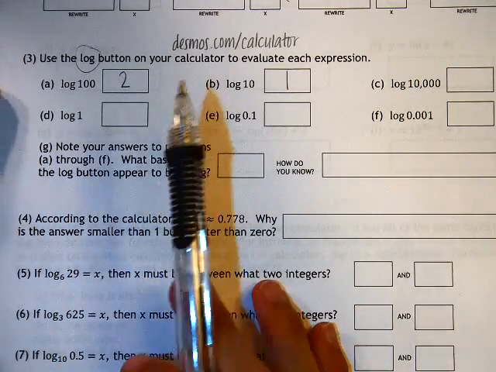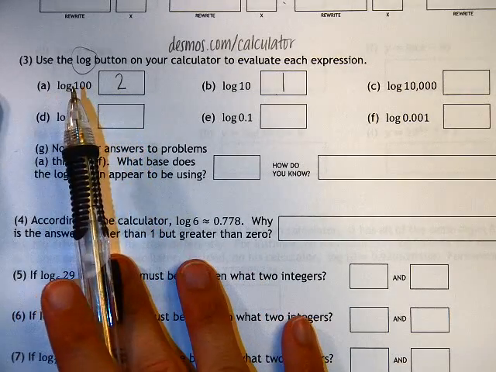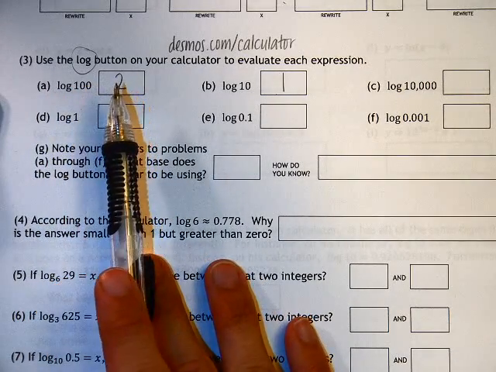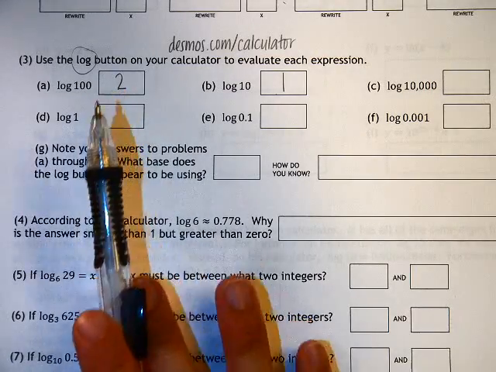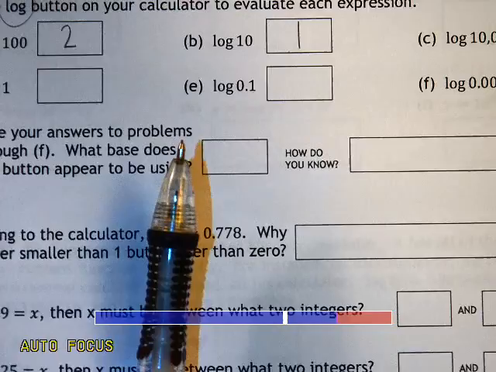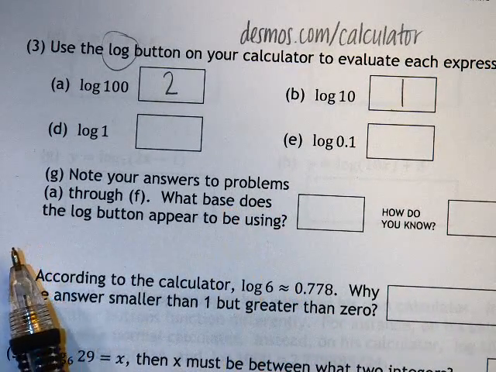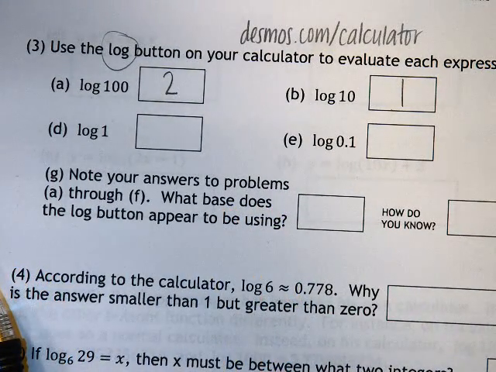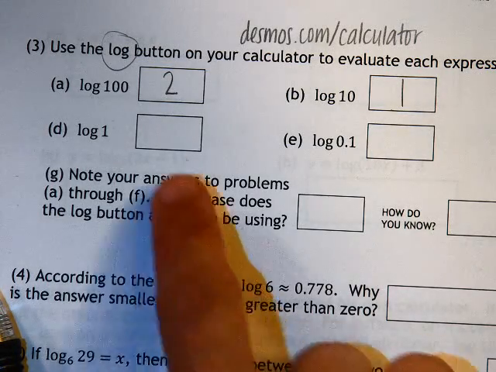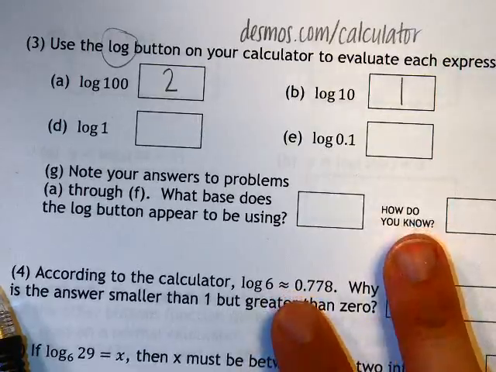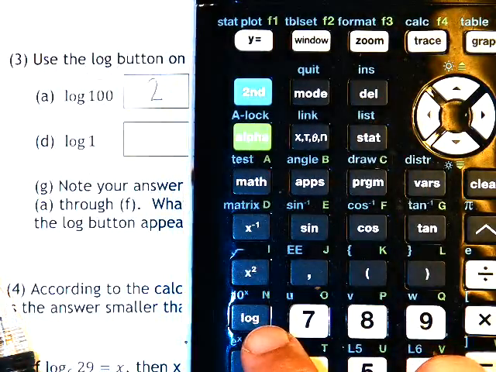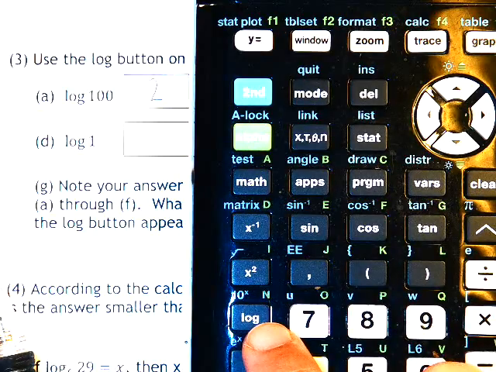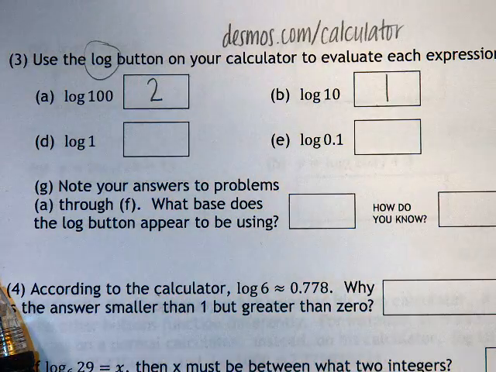And does there seem to be any relationship between the log that you typed and the number that you got as an answer? I'm going to give you a hint. What you're actually looking for here, the question that we're attempting to answer, is what base is the calculator using? Because if you notice, there is no subscript on any of these logs. The log button of your calculator doesn't even show a subscript. It just says log. It doesn't show anything after the letter G to indicate what base it's using.